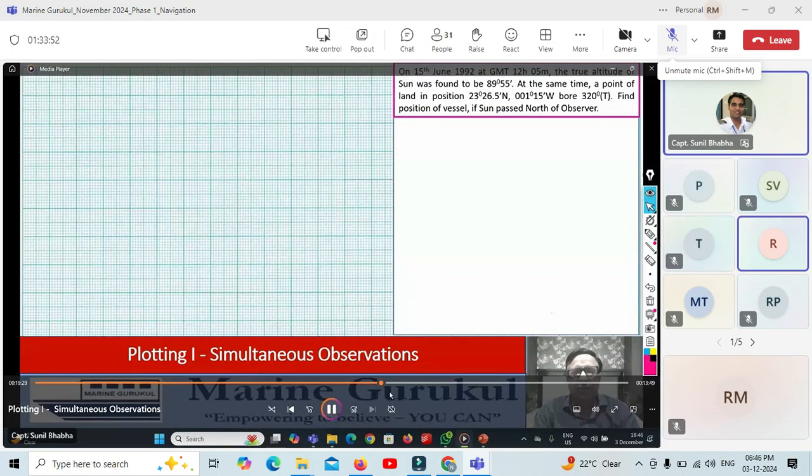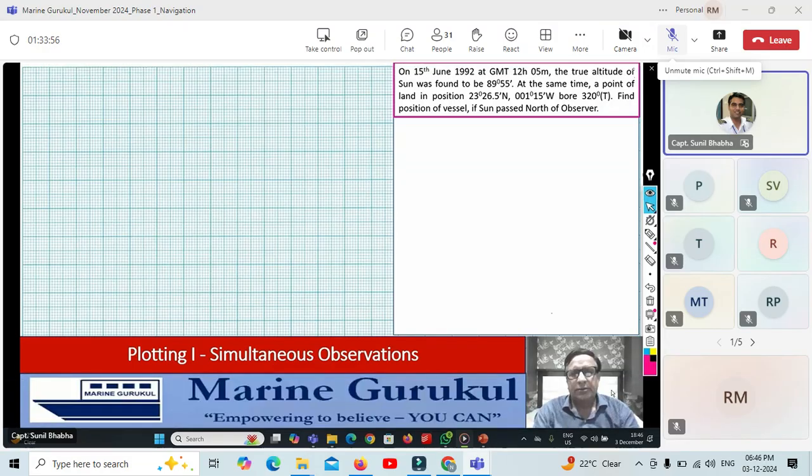On 15th June 1992 at GMT 12 hours 05 minutes, the true altitude of the sun was found to be 89 degrees 55 minutes. At the same time, a point of land in position 23 degrees 26.5 minutes north, 001 degrees 15 minutes west, bore 320 degrees true. Find the position of the vessel if the sun passed north of the observer.